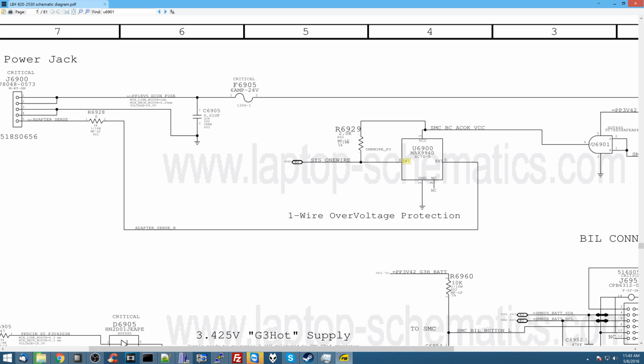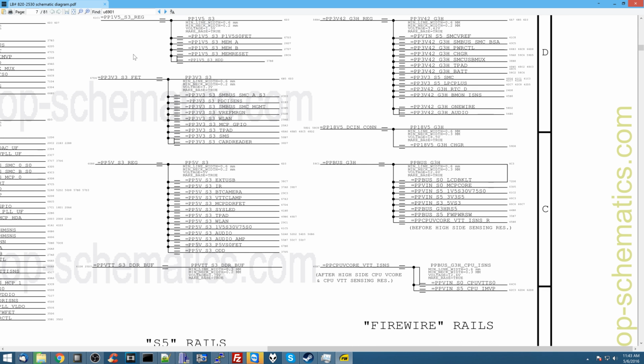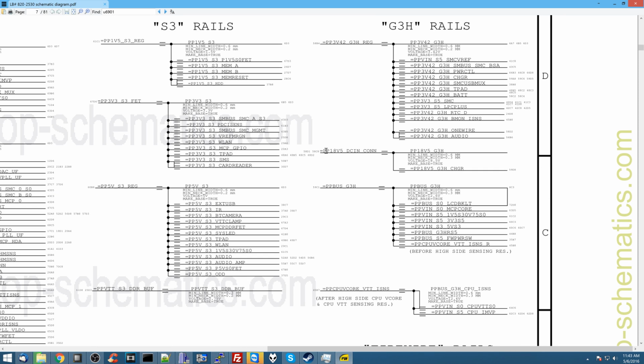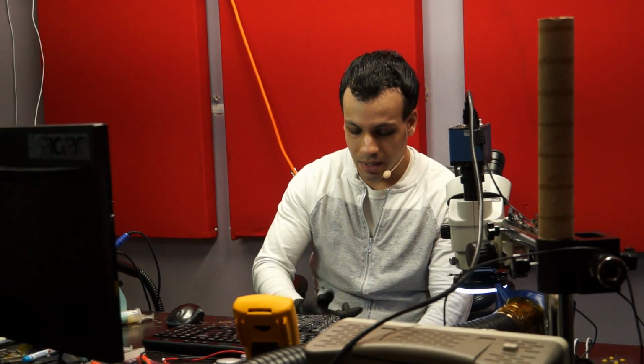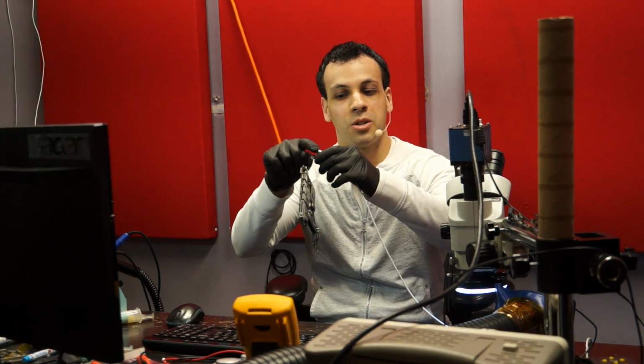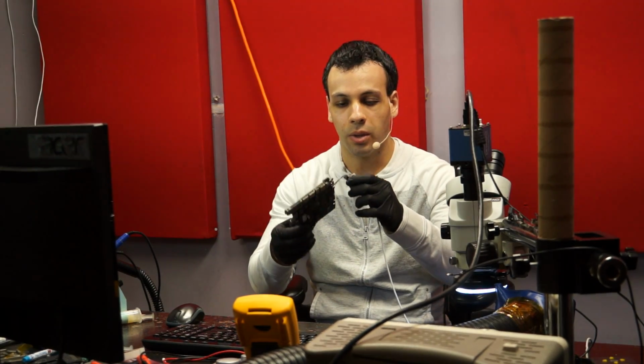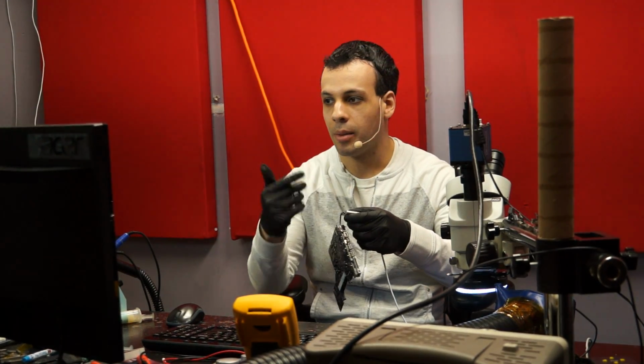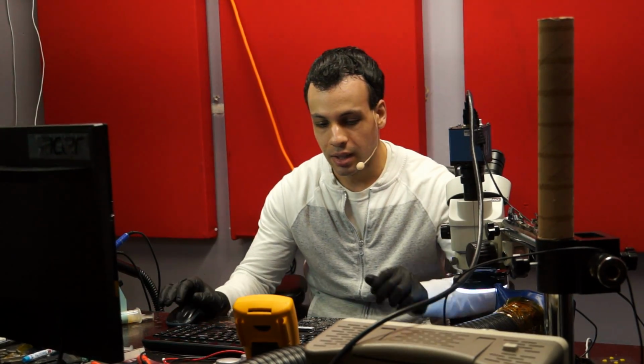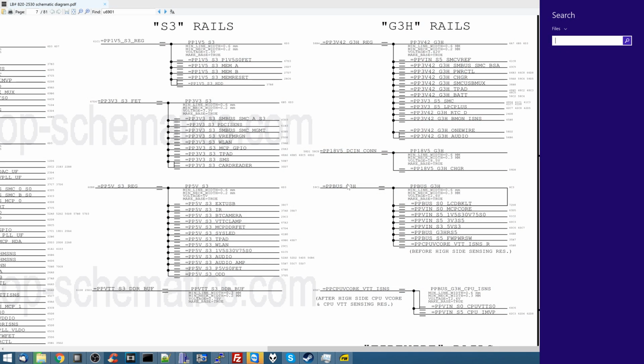Now, if we go back to page 7, the next rail that's supposed to be always on is going to be PP18V5 DC-in connector. Now, let's think about this for a second. If the DC-in connector, if the charger wasn't providing power to this board, would I have PP3V42? No, common sense, so I can skip over that one in troubleshooting. Going down to the next one on the list is PPBUS_G3H.